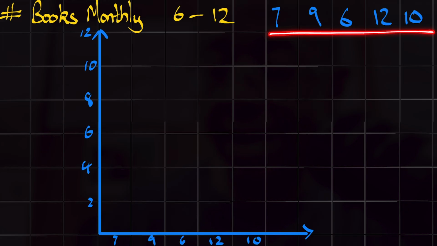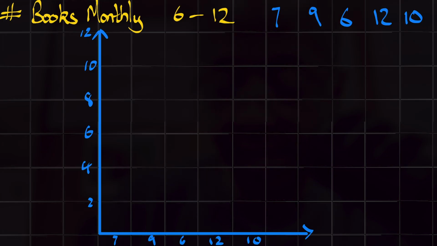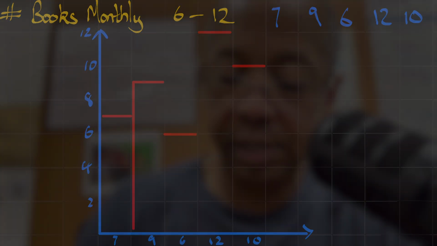Now, when I go ahead and list this data, it should be nice and clear and easy. 7 is right in between 6 and 8. 9 is right in between 8 and 10. 6, right on the money here. The next one is 12, all the way up at the top, and then 10 going straight across. And then it's just a matter of drawing the bars.